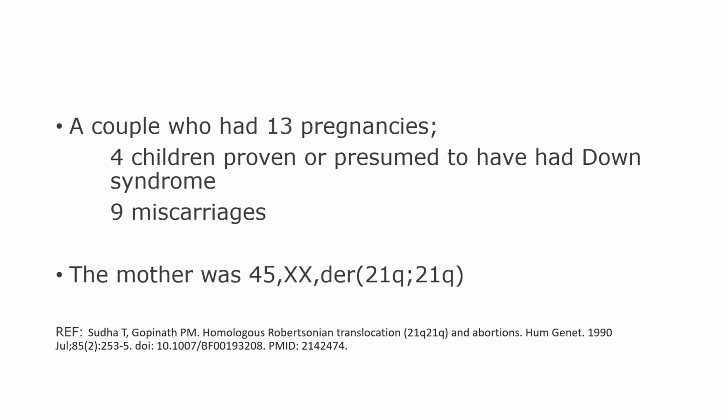And here is yet another case where a couple had 13 pregnancies. 4 of the children were proven or presumed to have had Down syndrome, and there were 9 miscarriages. The 9 miscarriages were likely because of an unbalanced karyotype with 3 copies of chromosome 21. Not all trisomy 21s result in miscarriages, and that is why in such a family you will see both miscarriages as well as children who are born with Down syndrome.